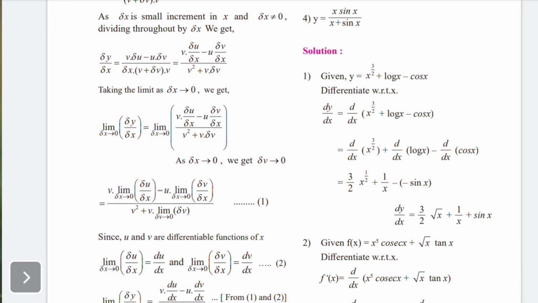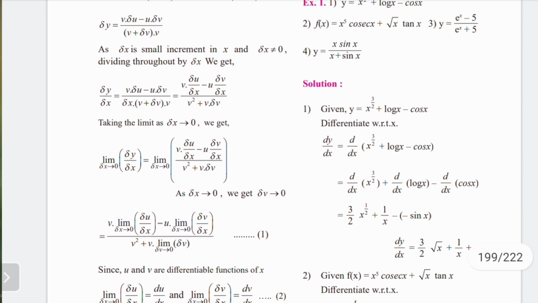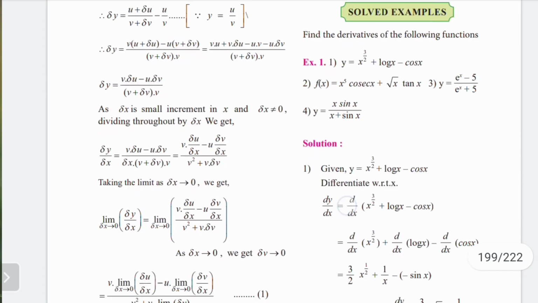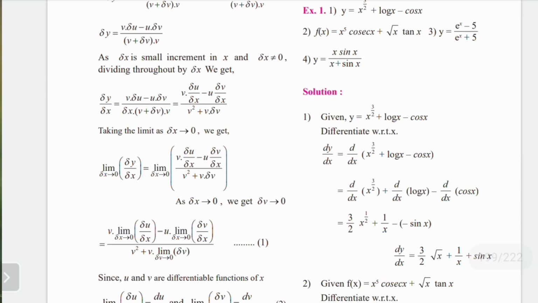So what procedure can we follow? First of all we need to see whether two functions are in multiplication or two functions are in division. In that case we need to use the UV rule of multiplication or the UV rule of division, that is the product rule or quotient rule. So we have seen that three rules are there: the UV rule for multiplication, for division, and for constants.